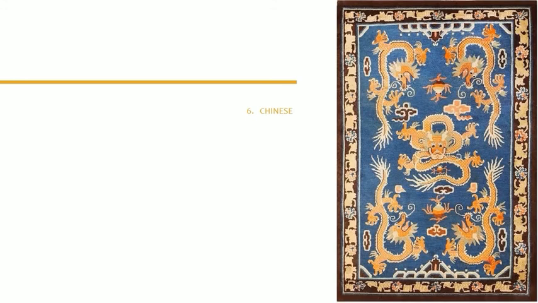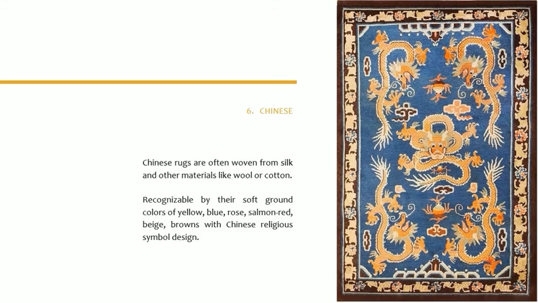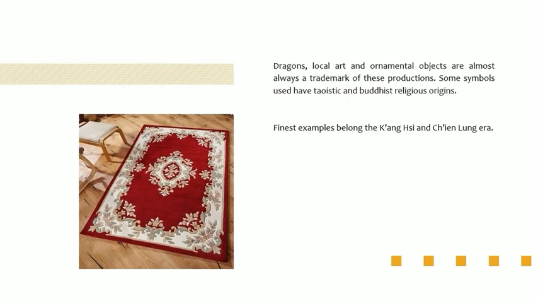Chinese rugs. Chinese rugs are often woven from silk and other materials like wool or cotton, recognizable by their soft ground colors of yellow, blue, rose, salmon red, beige, brown, with Chinese religious symbol design. Dragons, local art, and ornamental objects are almost always a trademark of these productions. Some symbols used have Taoist and Buddhist religious origins. Finest examples belong to the Kangxi and Qianlong era.